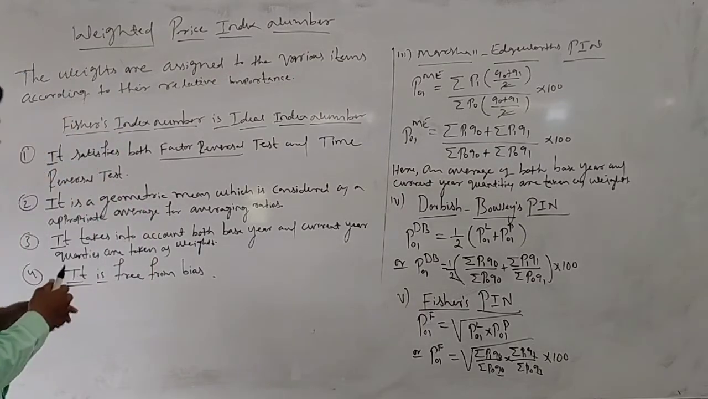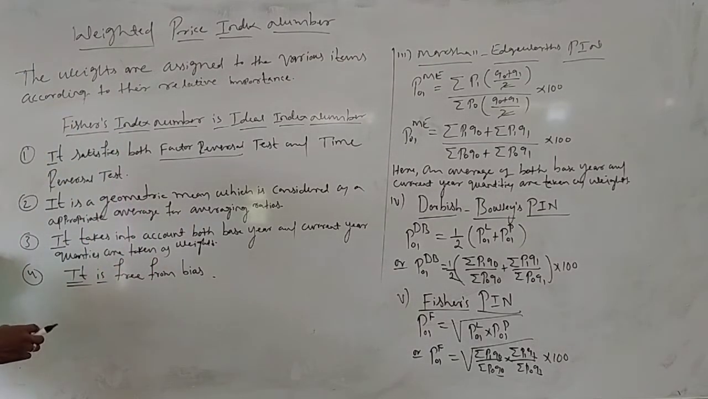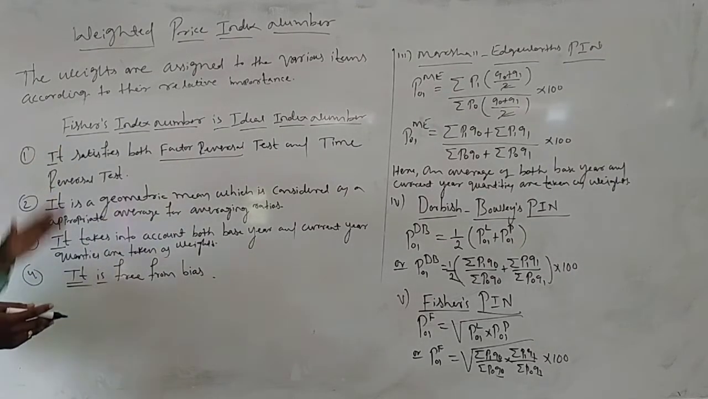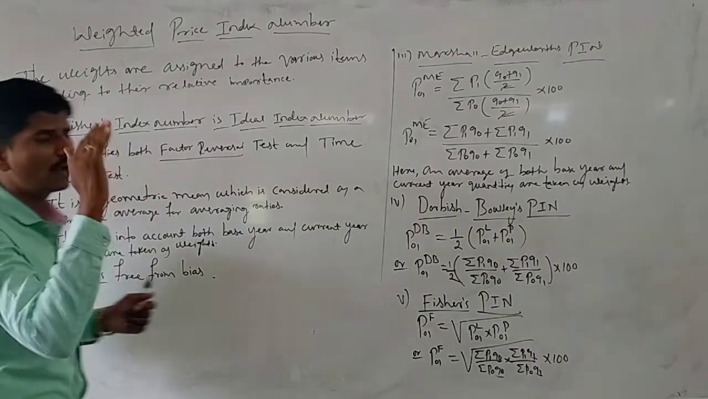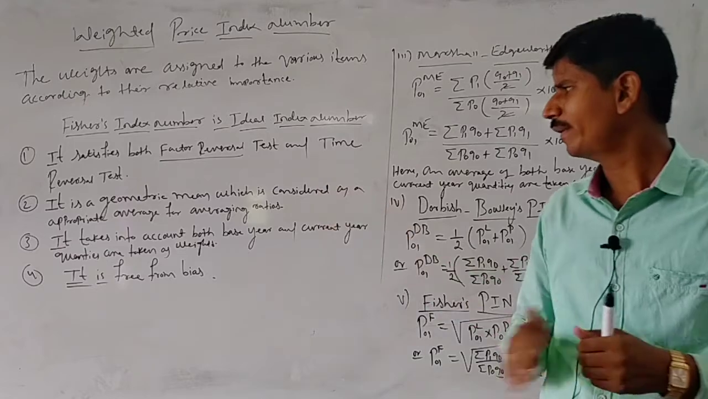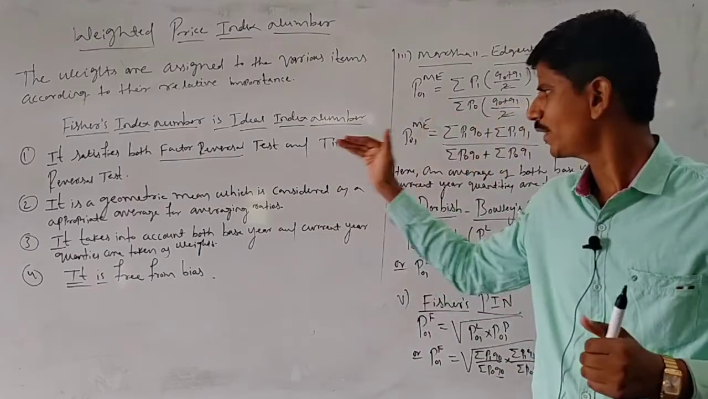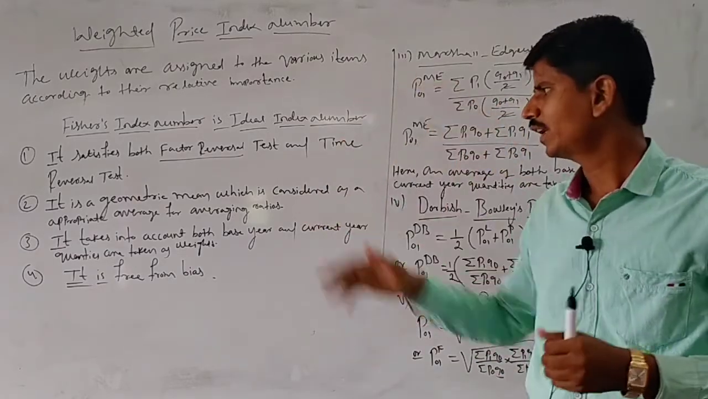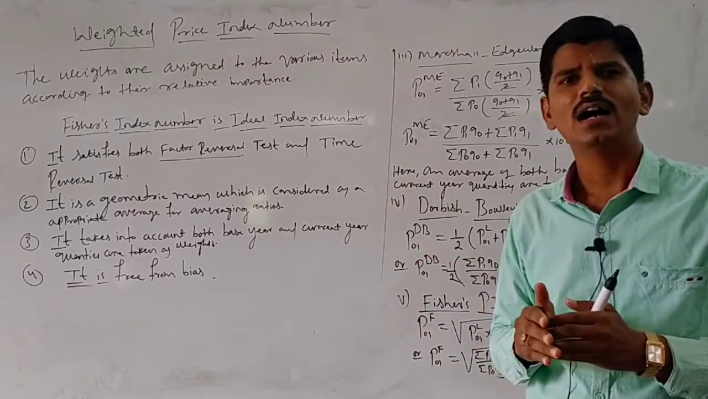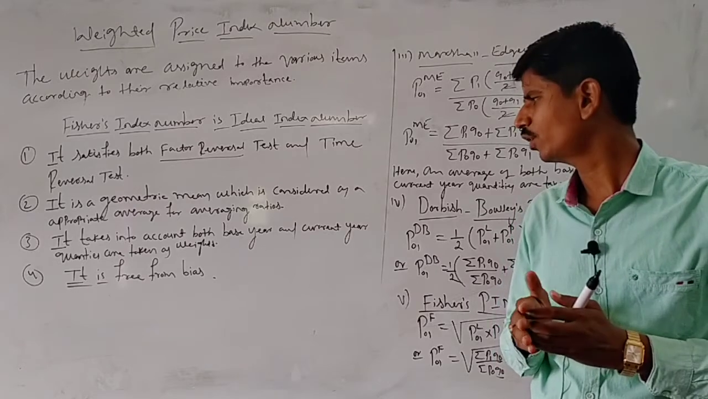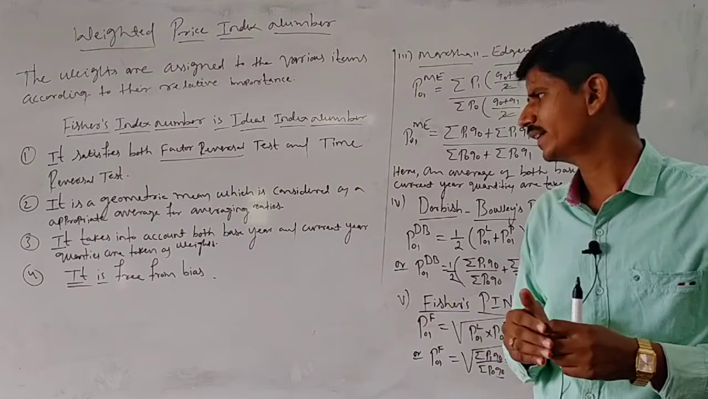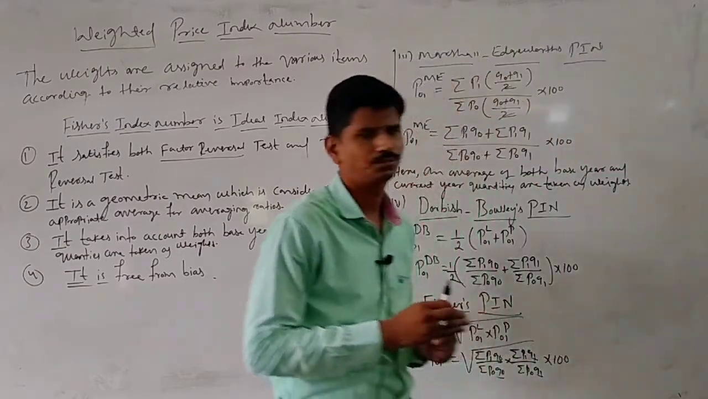These are the four conditions of Fisher's index number. Why is Fisher's index number called the ideal index number? First, it satisfies both the factor reversal test and the time reversal test. Second, it uses the geometric mean, which is considered the best average for averaging ratios. Third, it takes into account both base year and current year quantities as weights. And the last one is that it is free from bias.